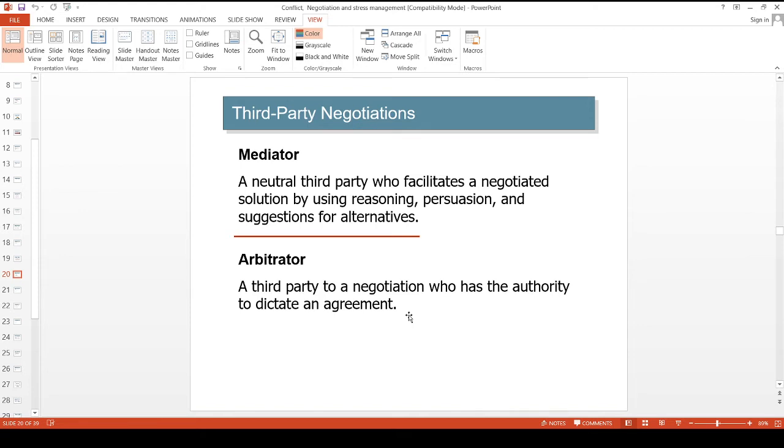The concept is the same, but the only difference is that the mediator is a more informal process in which we involve a third party in order to resolve the conflict between the different conflicting parties. While an arbitrator usually is a third party who has more legal authority to resolve the conflict between the different parties. And the decision of that arbitrator is usually binding upon both of these parties. And this is a more formal process as compared to the mediator.